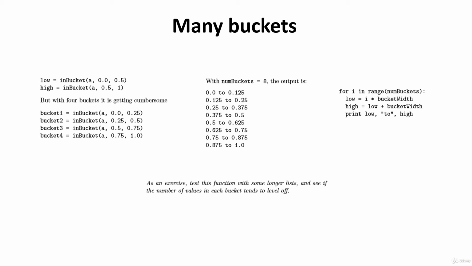The loop variable i counts from 0 to num brackets minus 1. To compute the low end of each bracket, we multiply the loop variable by the bracket width. The high end is just a bracket width away. With num brackets equal to 8, the output is this one. You can confirm that each bracket is the same width, that they don't overlap, and that they cover the entire range from 0.0 to 1.0.